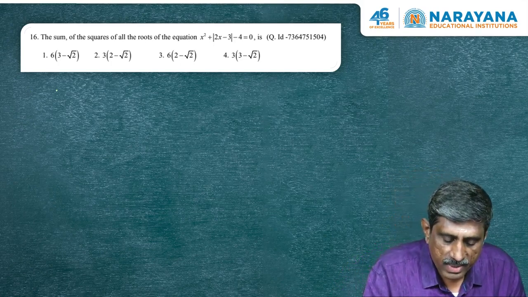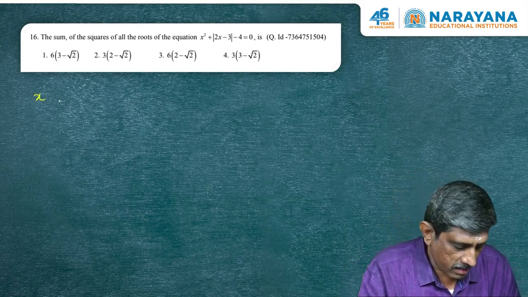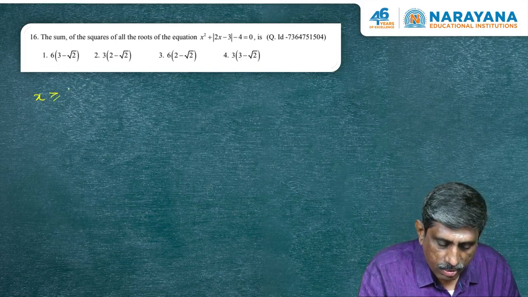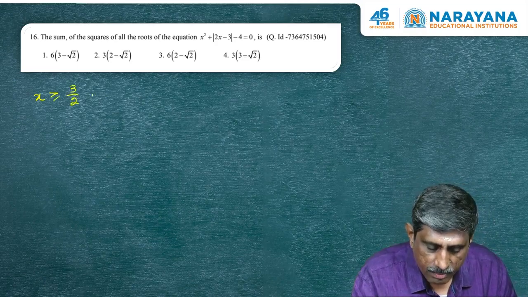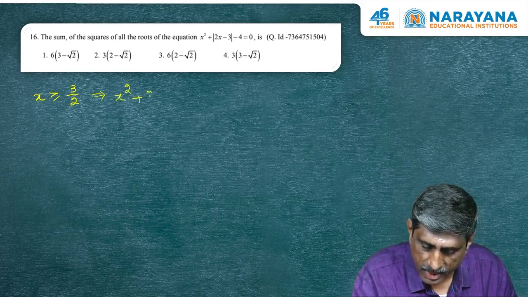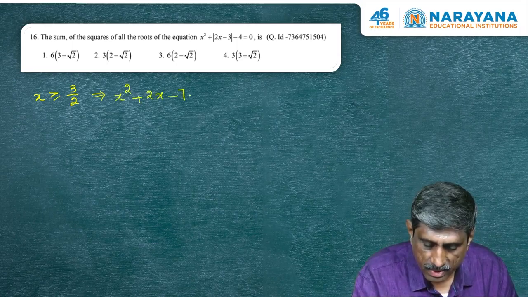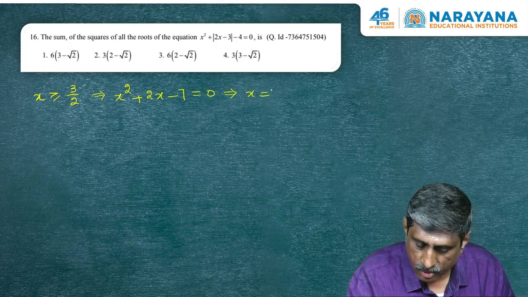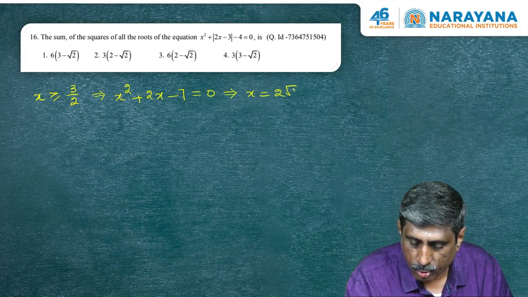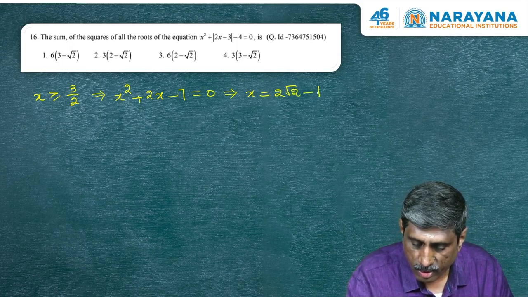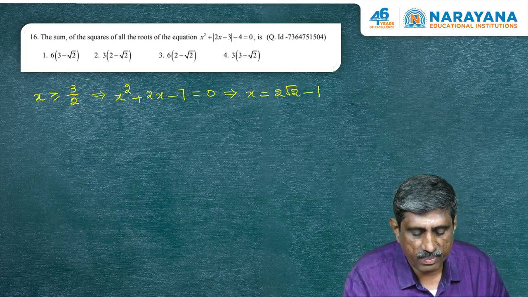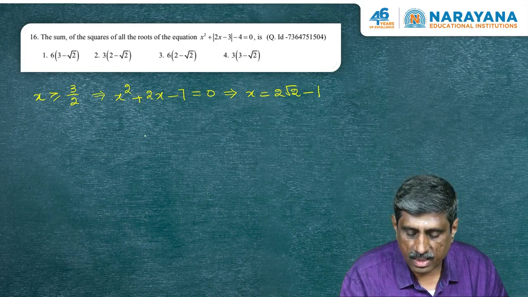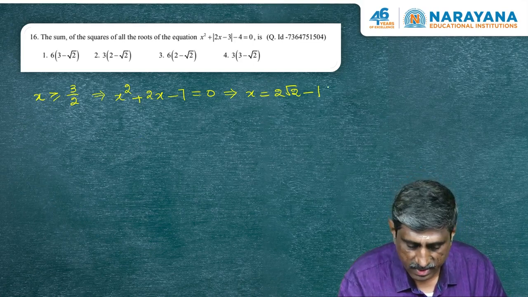So, when you take the first case, x greater than or equal to 3 by 2, I can write modulus as plus. So, the equation is going to become x square plus 2x minus 7 is equal to 0, and when we solve it, x is equal to root 2 root 2 minus 1 is going to be the root. The other root does not satisfy the condition x greater than or equal to 3 by 2. This is the only root for this.